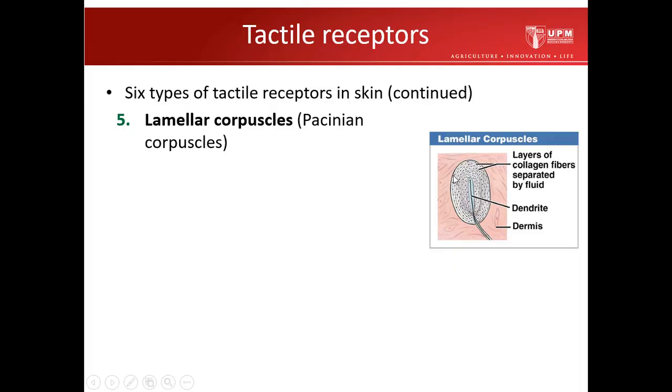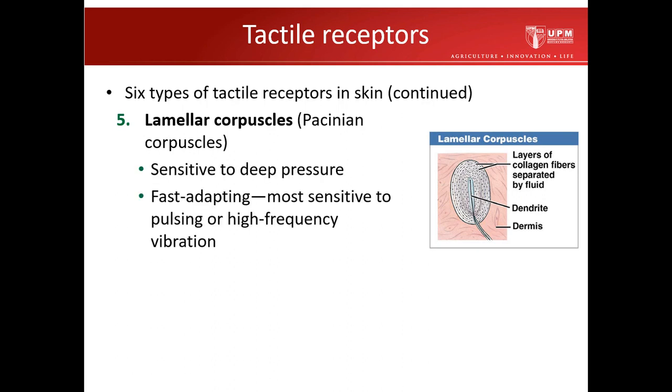Number 5 is the lamellar corpuscle, also known as the Pacinian corpuscle. Lamellar corpuscles are sensitive to deep pressure. This type of receptor is a fast adapting receptor. They are more sensitive to pulsing or high frequency vibrating stimuli.